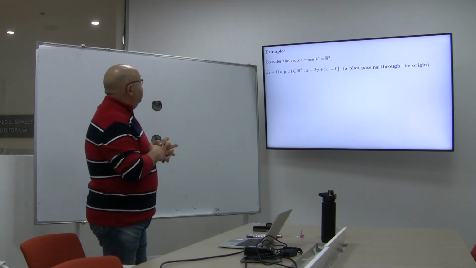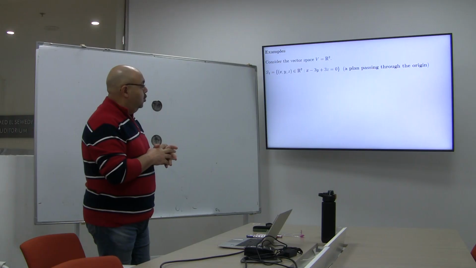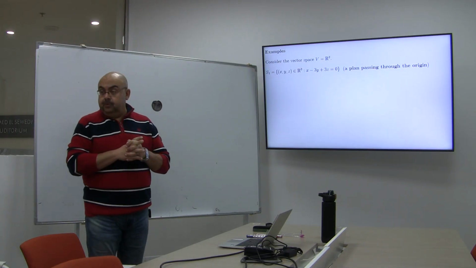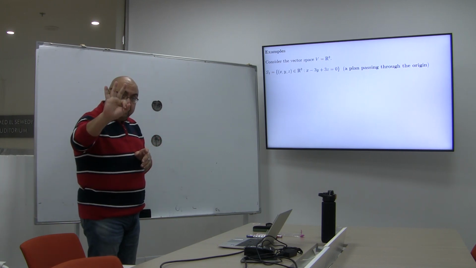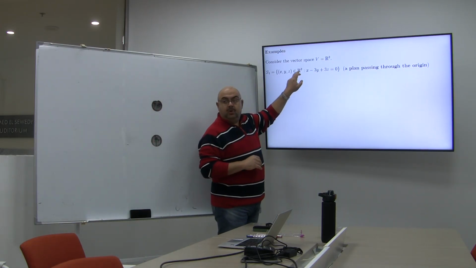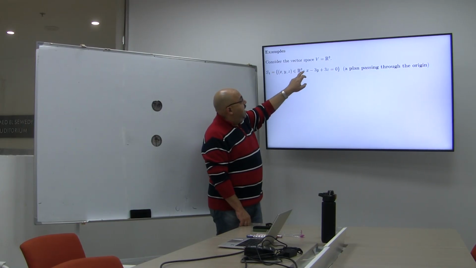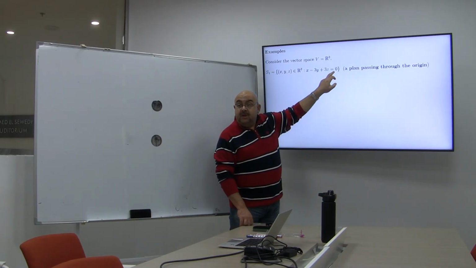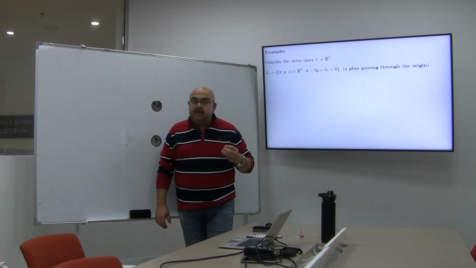Okay, in this example, he wants you to consider the vector space R cube, or R3. And he's giving you the set of all tuples, or all coordinates, x, y, and z. Of course, in R3, we are talking about 3 components, so it's x, y, and z, and all of them belong to R. Such that there is a condition for this set: x minus 3y plus 3z should equal 0. Does this set, under this condition, represent a vector space?